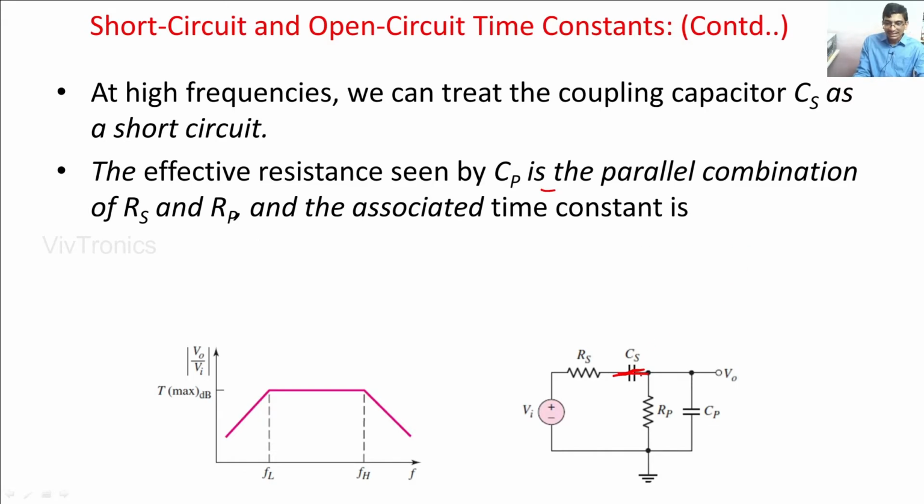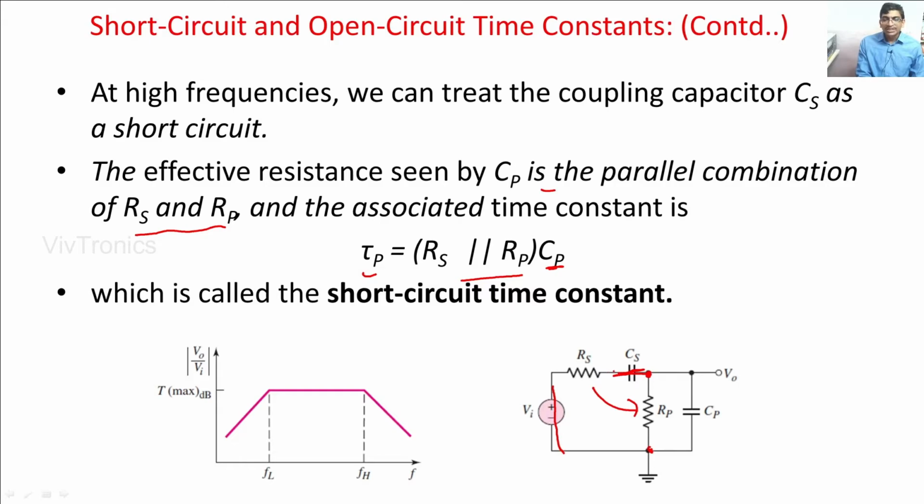After short circuiting the CS and the voltage source Vi, we can say that RS and RP are in parallel combination because they start from the same end and end at the same node. Therefore, the time constant of this circuit can be given as tau p, which is equal to RS parallel RP into CP. As we have short circuited the CS, this is called the short circuit time constant. So that's all about the short circuit time constant and the open circuit time constant, which is our topic.